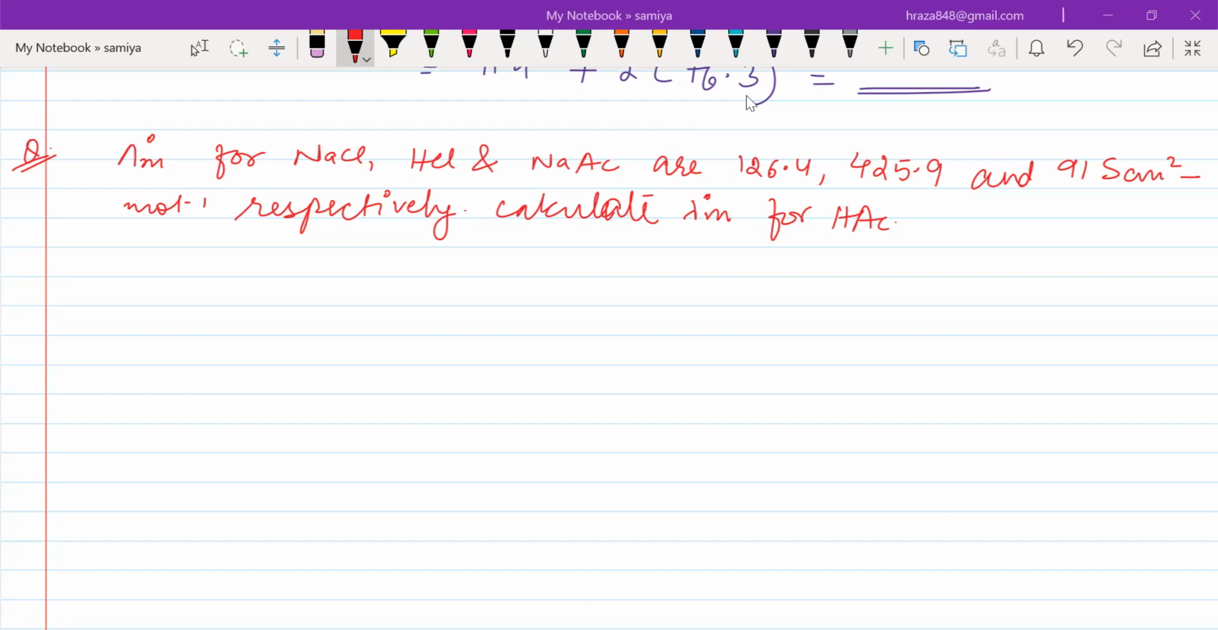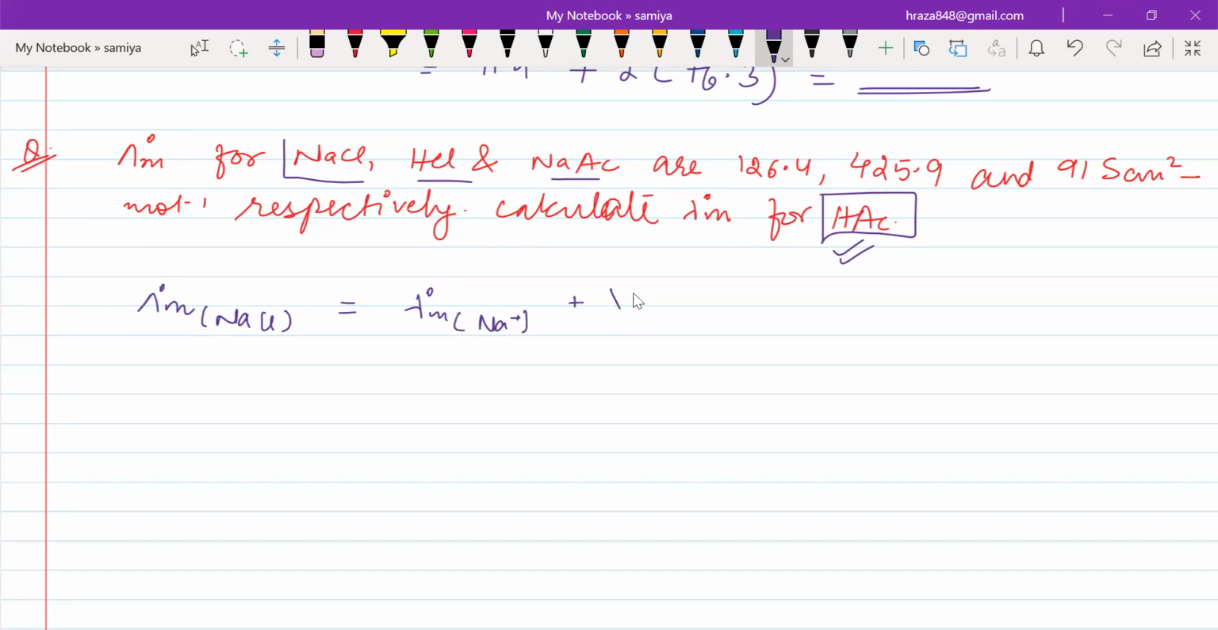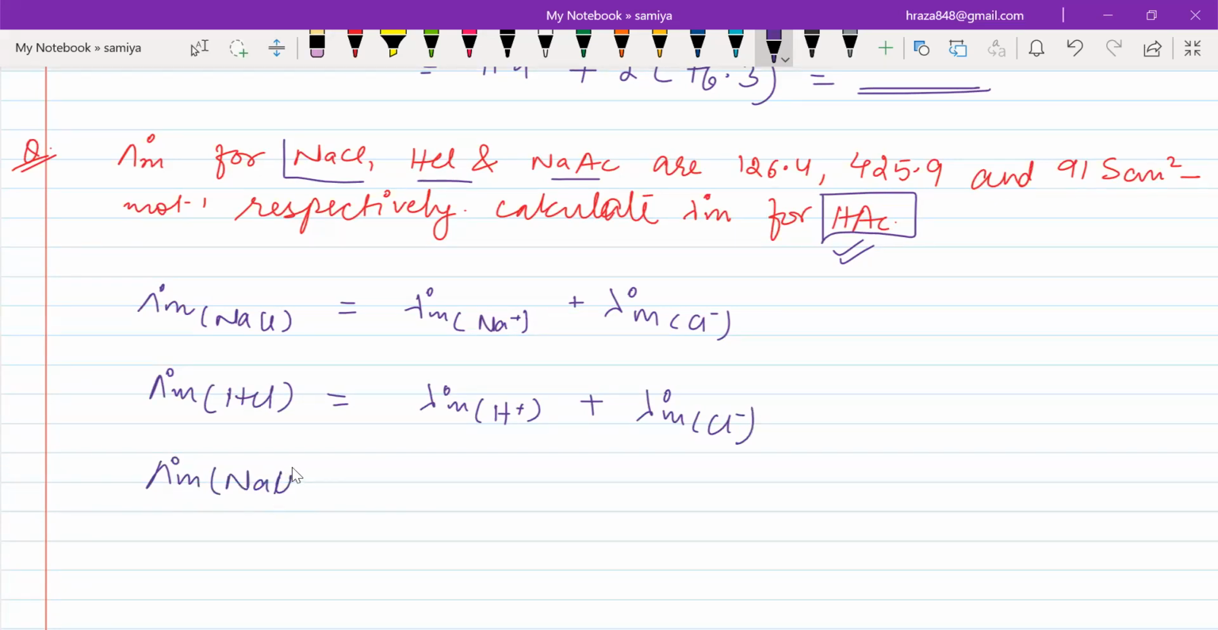Yes, Samia, Rim, are you there? Yes, sir. Now, how are we going to calculate it? Since we need the lambda naught m for HAc, and this is NaCl, HCl, and NaAc, what I'm going to do is just dissociate it. So it will be lambda naught m for Na plus lambda naught m for Cl minus. Can I write this like this? Yes, sir. Same for HCl: it will be equal to lambda naught m for H plus lambda naught m for Cl minus. In the same way, lambda naught m for NaAc will be equal to lambda naught m for Na plus lambda naught m for Ac minus.